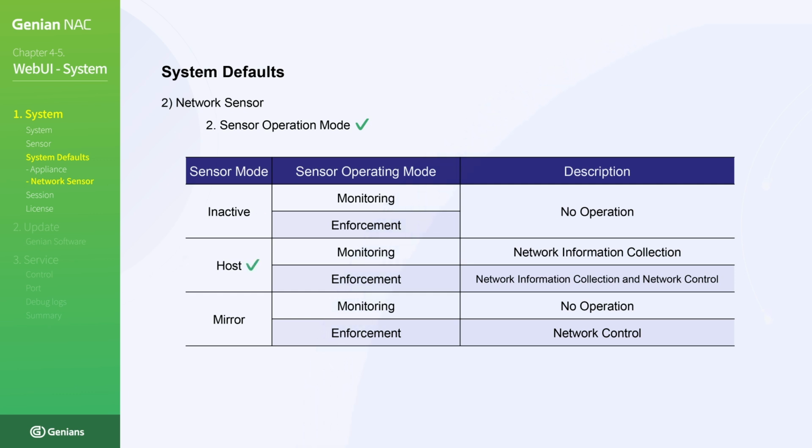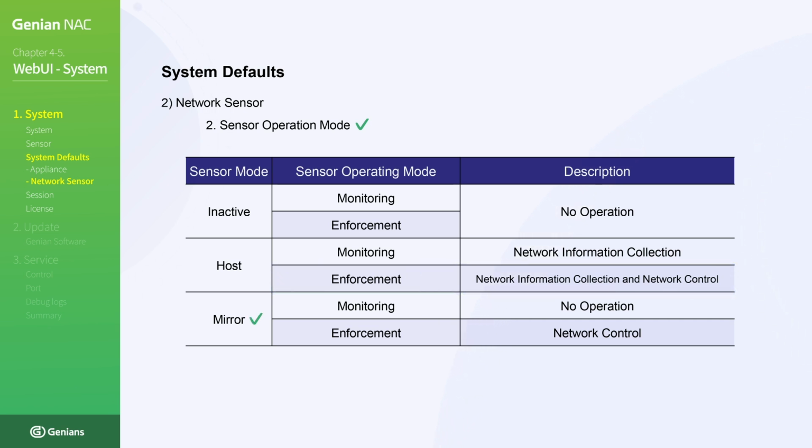Host mode. In host operation mode, when combined with the monitoring operational mode, the network sensor performs network information collection, e.g., node information scan, network scan, node status check, subnet node scan, but does not perform network control. When combined with the enforcement operational mode, the network sensor performs both network information collection and network control.